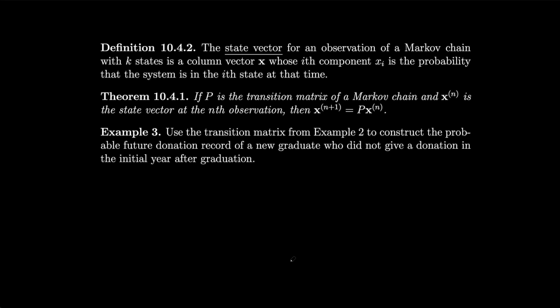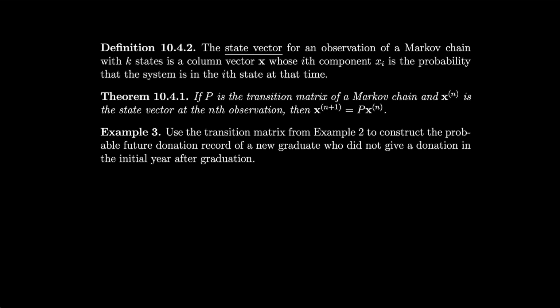The state vector for an observation of a Markov chain with k states is a column vector x whose ith component, xi, is the probability that the system is in the ith state at that time. If P is the transition matrix of a Markov chain and xn is the state vector at the nth observation, then xn plus 1 is P times xn. So to find the next state vector, we just have to multiply by the transition matrix.